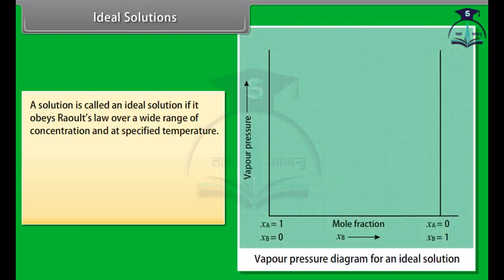Ideal solutions. A solution is called an ideal solution if it obeys Raoult's law over a wide range of concentration and at specified temperature.